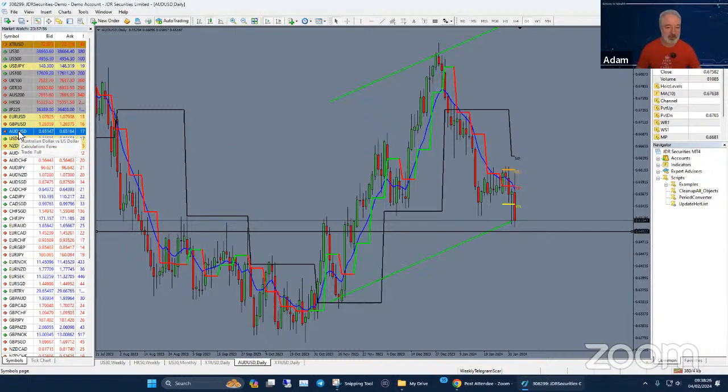Okay, so let's run through these. Aussie dollar looking bearish, channel's not in the right place. Dollar Swissy, let's get that, come on. So obviously MT4 has decided to take a break again. All right, come on. It should be fine. I probably just threw too many things on the chart at the same time.